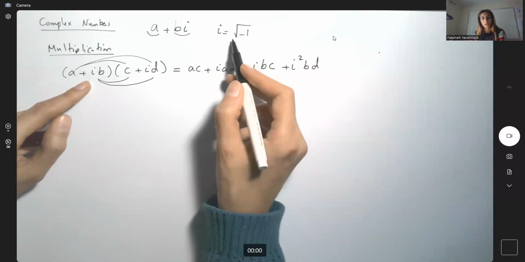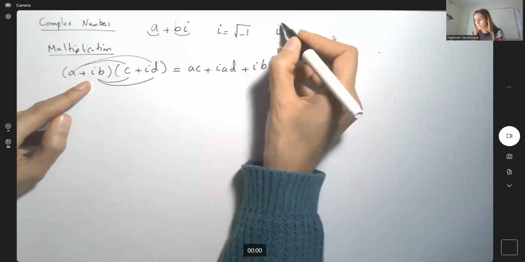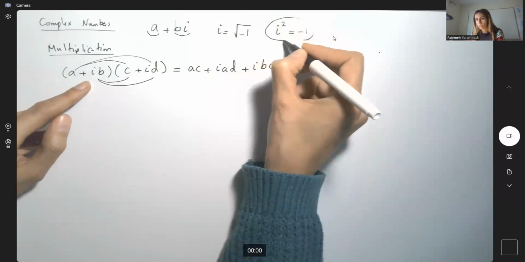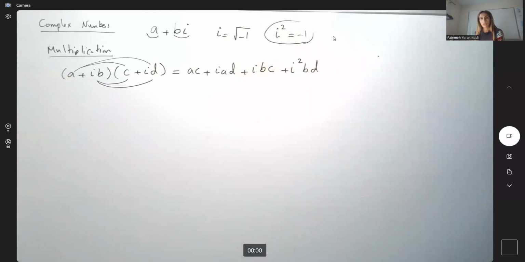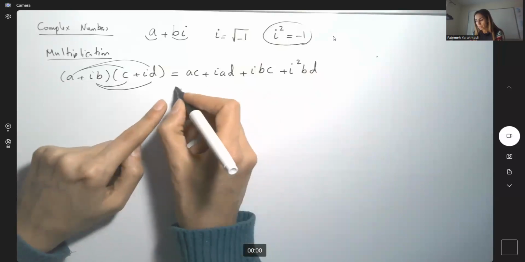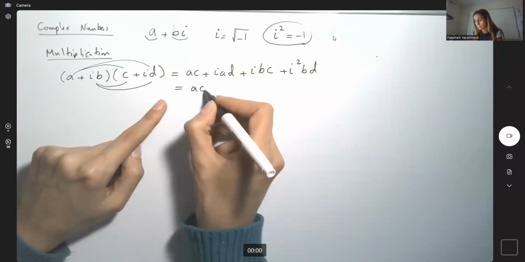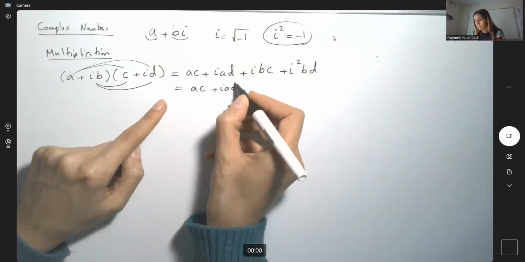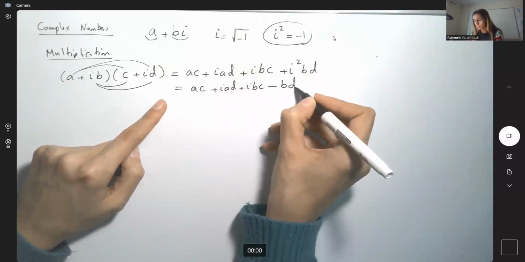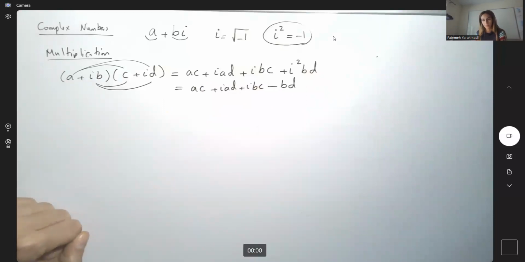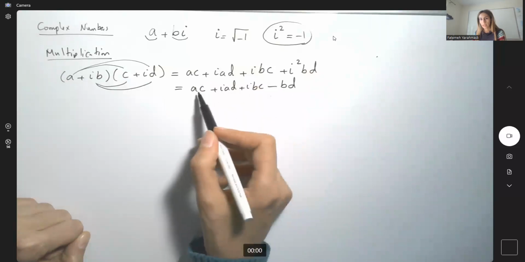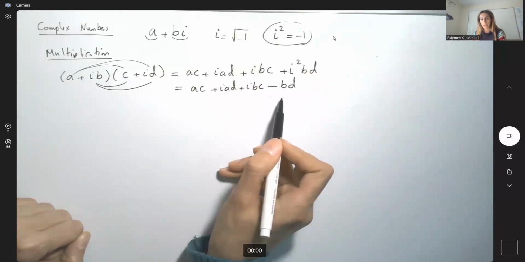Since I is equal to square root of -1, I squared is -1. So wherever you see I squared, we're going to quickly switch that with -1. So this guy is equal to AC plus IAD plus IBC minus BD. So your multiplication becomes addition and subtraction.